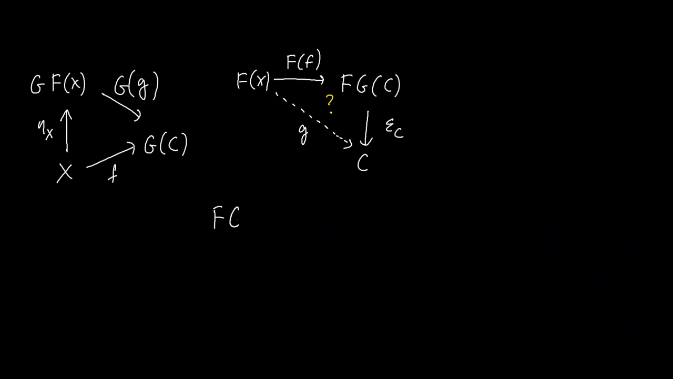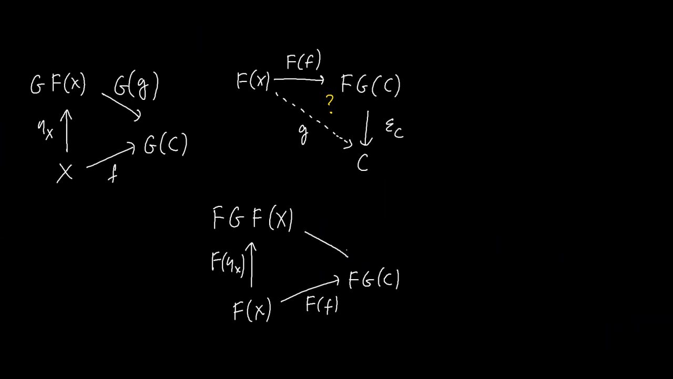If I apply F to that diagram, I get FGFX, FX, F eta X, F of FG of C, FG of small g. I get that this triangle commutes. Will I be able to relate somehow this triangle with that one? Do you have any ideas how we can relate them?